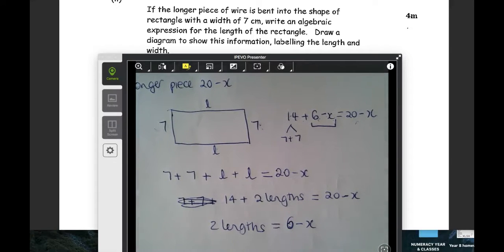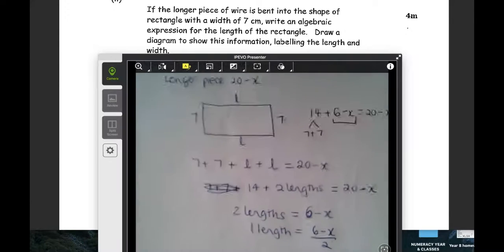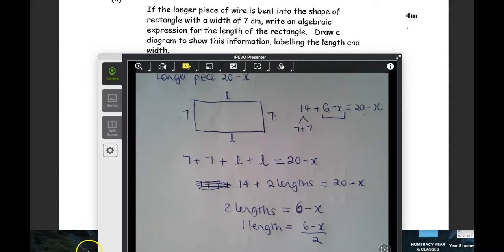Now, if you want to find one length, wouldn't you just divide that by 2? So therefore, one length, or just the length, is whatever that is, divided by 2. Now, that is an A-level question, girls.